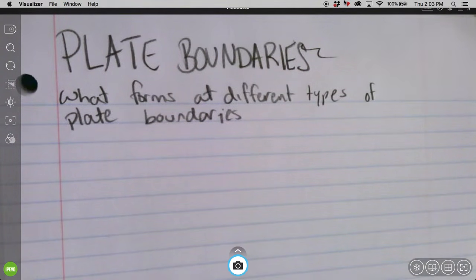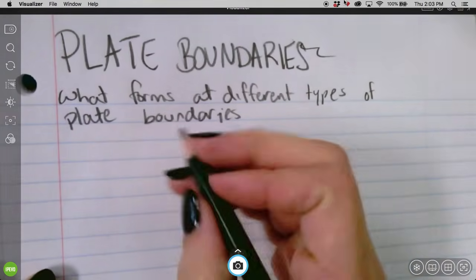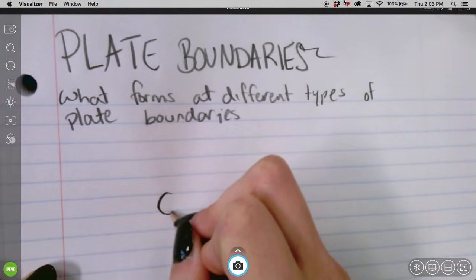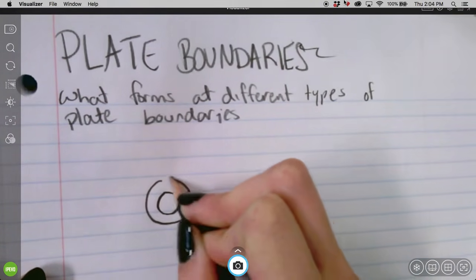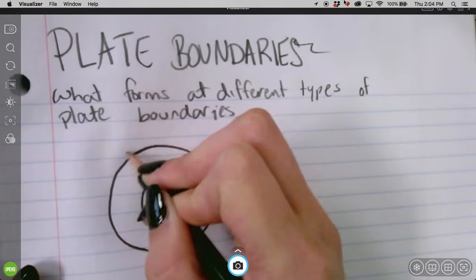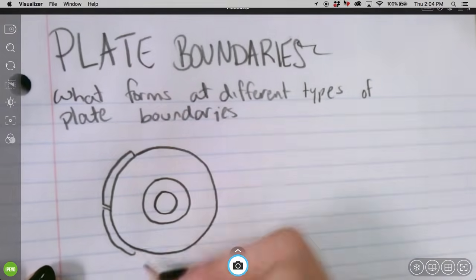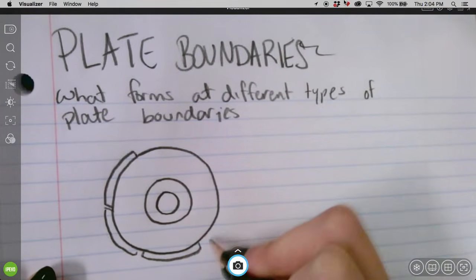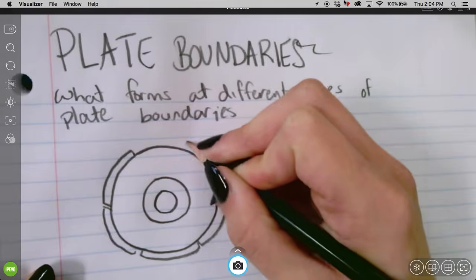Alright, so before we start talking about plate boundaries and looking at our essential question, what forms the different types of plate boundaries, we need to have a little background knowledge about what the Earth looks like on the inside as opposed to just the outside. So I'm going to draw a couple circles. I'm going to draw this little circle here and then another little circle around it. And I'm going to draw a really big circle. And then I'm going to put another circle around, but I'm going to kind of break it up. So it looks like this. So this is a cross section, essentially, of what the Earth would look like if we cut it in half.